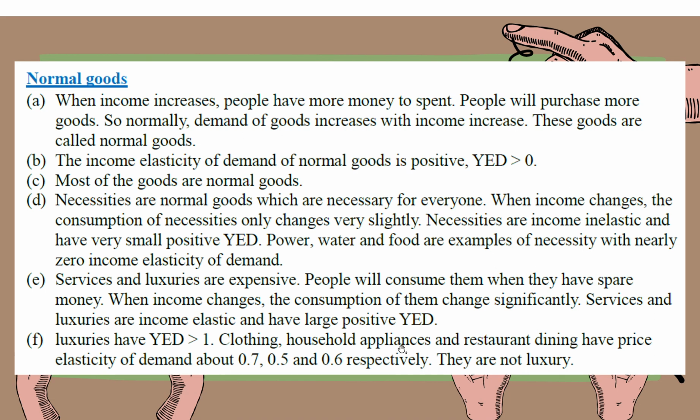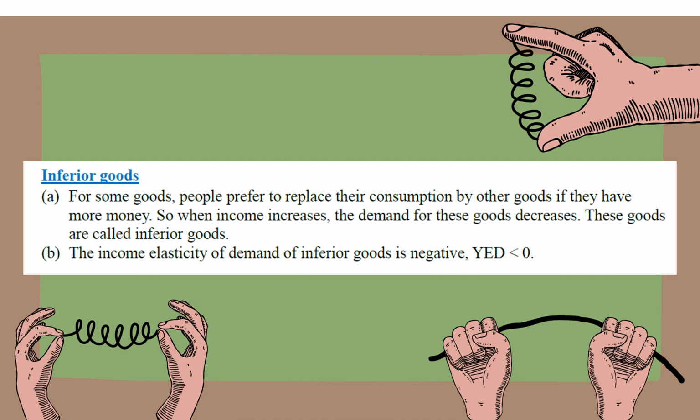Clothing, household goods, and restaurant dining are positive, but not up to 1. Maybe fine dining is larger than 1. Inferior goods are not clear. For inferior goods, people prefer to replace them when they have money. So when income increases, they will spend less on them. So it's a negative YED, just like fast food. They always say fast food is not healthy, right?